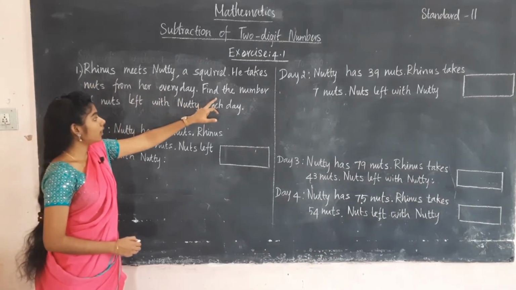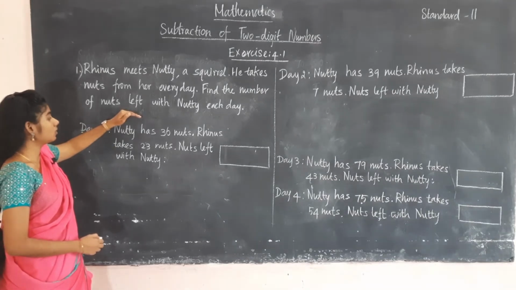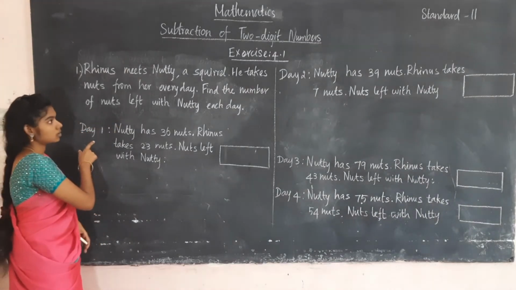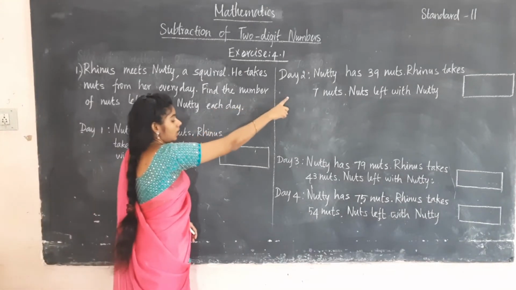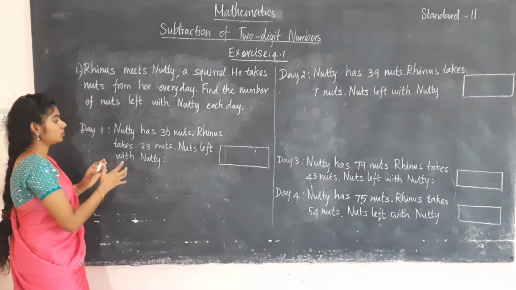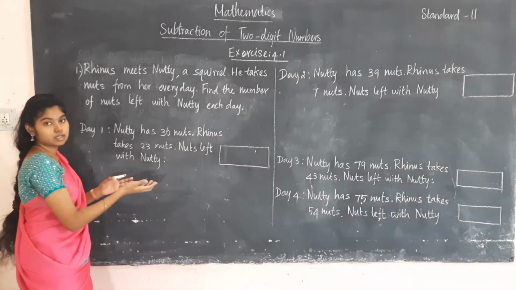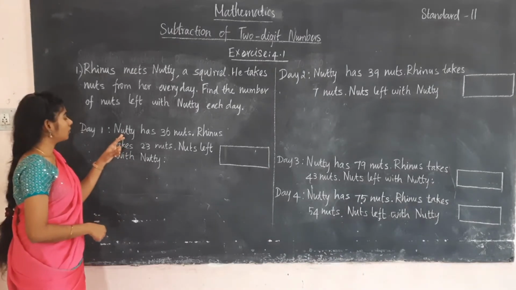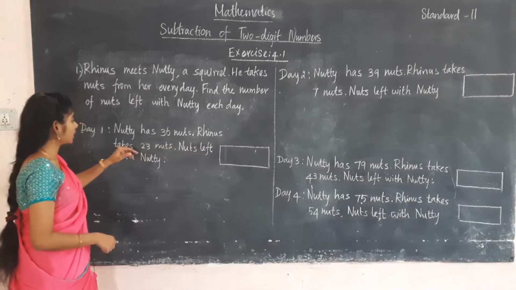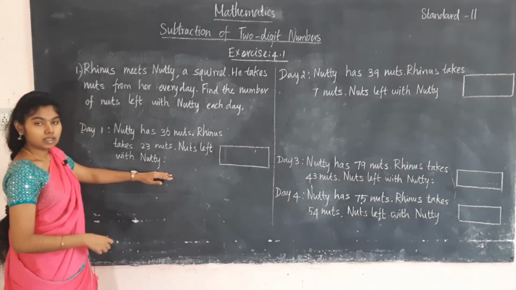So we are going to find how many are remaining. Left means remaining, the rest of them. See the days that are given: first day, second, third and fourth. There are 4 days given here. So we are going to see how many nuts are left, that is remaining. So the first one is Nutty has 36 nuts. Rhinus takes 23 nuts. Nuts left with Nutty. So we are going to find what is left.